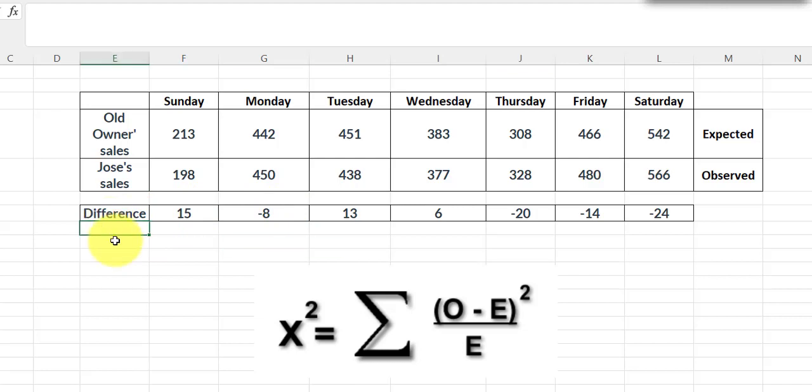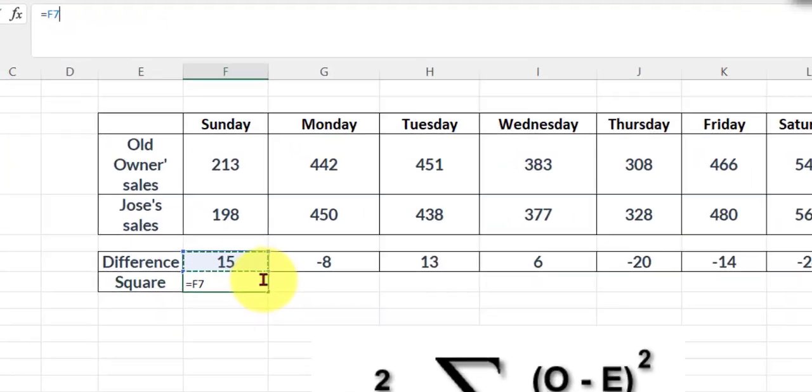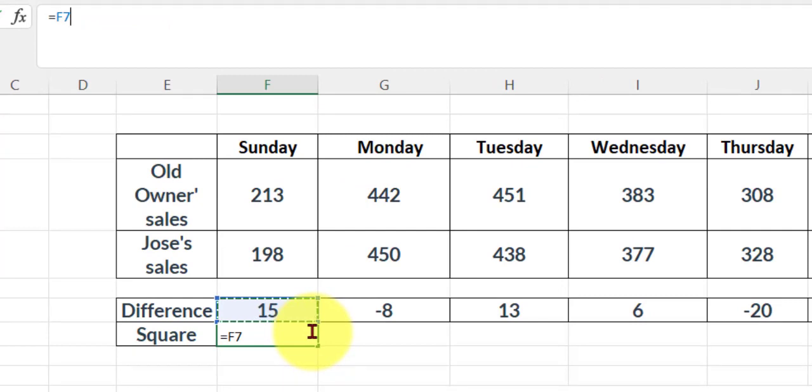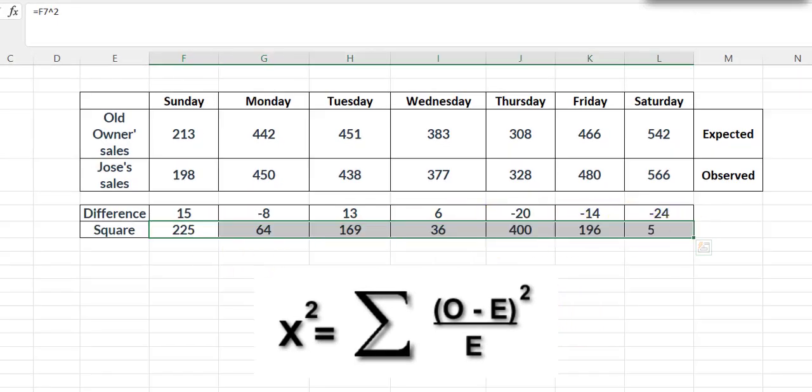Now, so there's the difference between the two. Now we got to square these things. Going by the formula, we simply go up here and we hit equals. Click the cell that you want squared, and then hit Shift 6 2. That's the way I square things. There's other ways to square things in Excel, but this is going to square all those values.